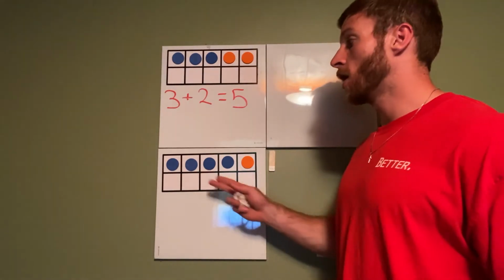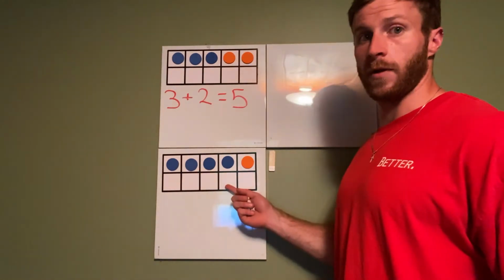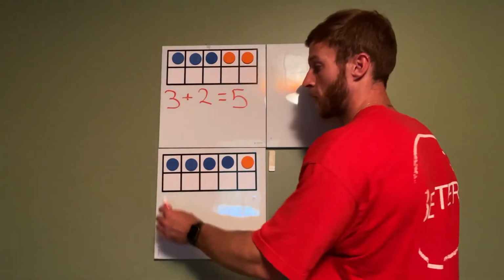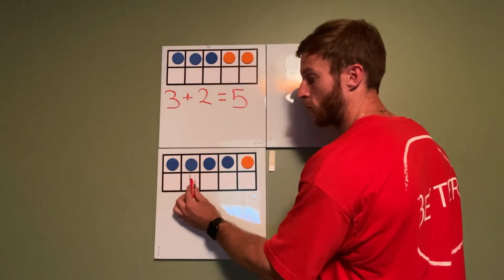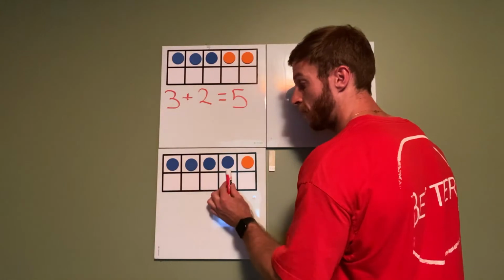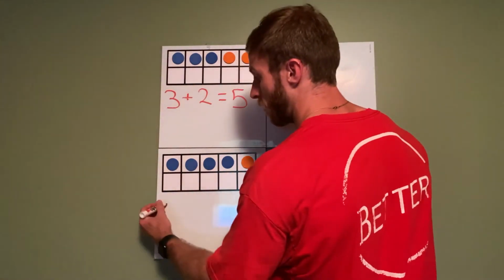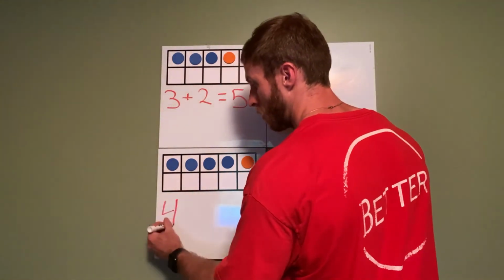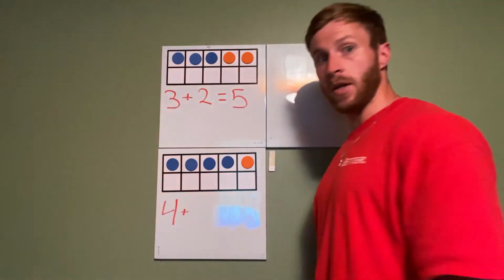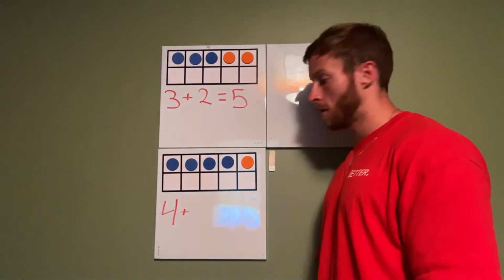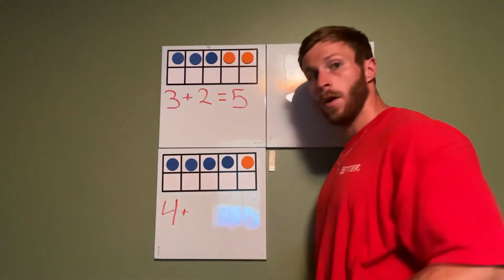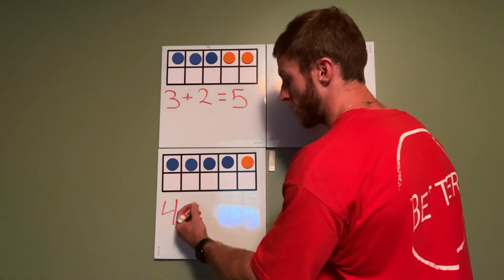Yes, we do. Let's look at the blue ones first. Count the blue ones with me. 1, 2, 3, 4. Let's write 4 plus, how many orange circles do I have? 1. 1 orange circle, so I'm going to write 1.